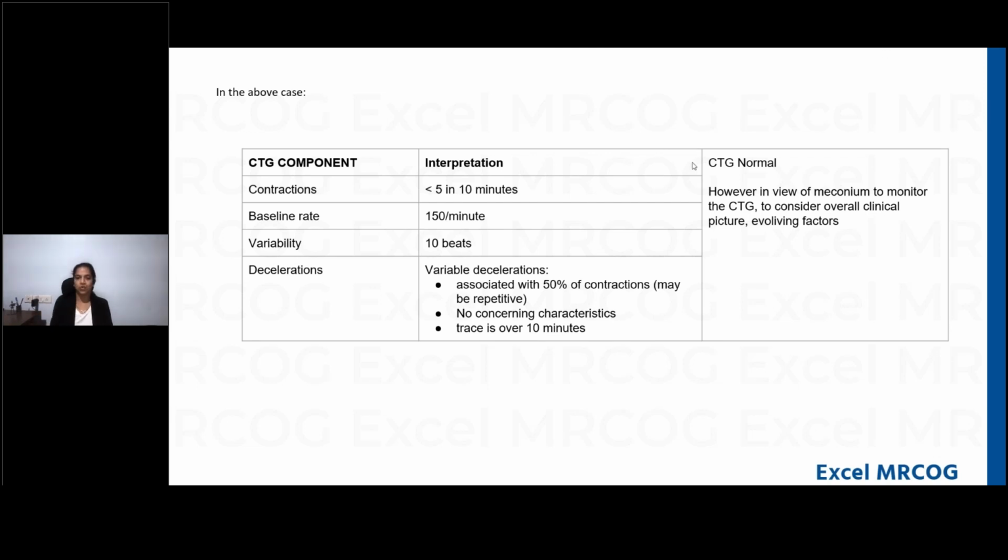Okay. So in case of variable decelerations, this CTG would be classified as normal. However, in view of the meconium, you need to monitor the CTG and consider the overall picture, the dilatation, the progress, and see if the patient would deliver soon or you need to intervene. Like if the patient is having meconium and the patient is not dilating favorably, then you need to take action. All right.